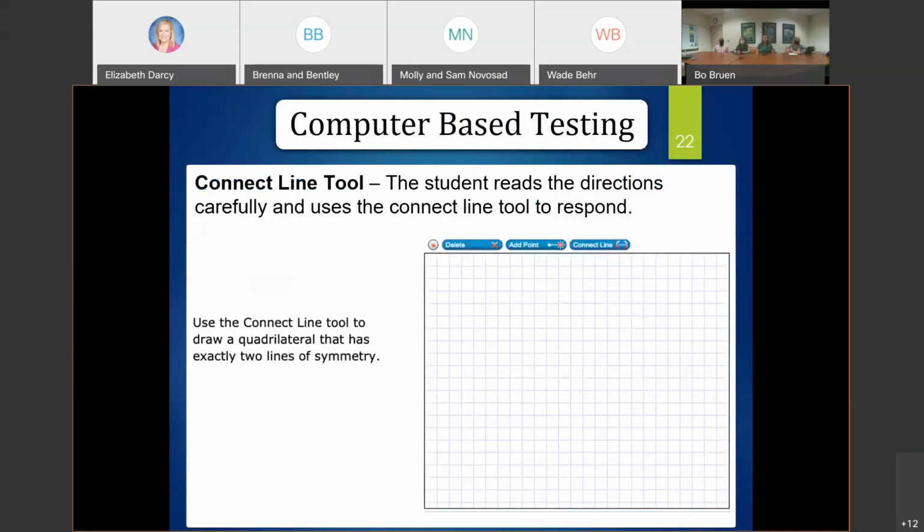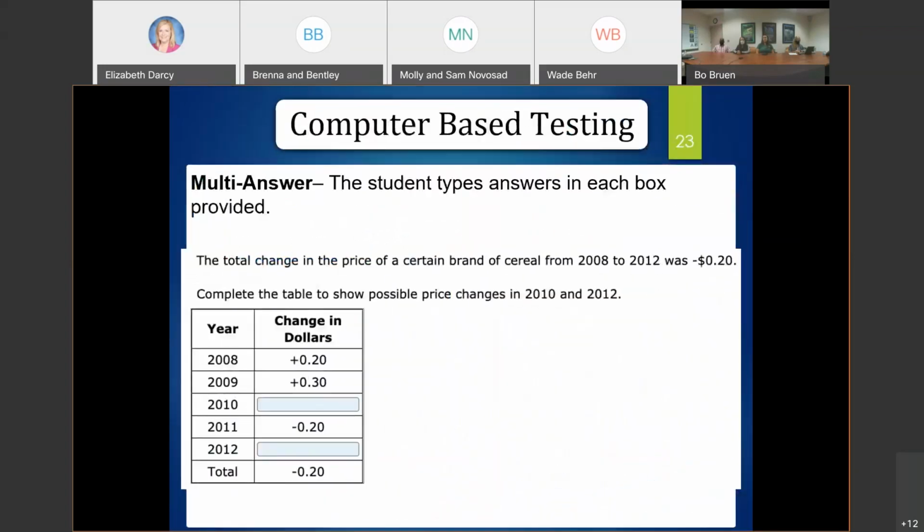On the computer test, we also have the connect line tool. This way they're able to draw different shapes to represent their answers. So we'll be using this in class as well for practice. We have multi-answers where they're filling in multiple answers for just one question as well.